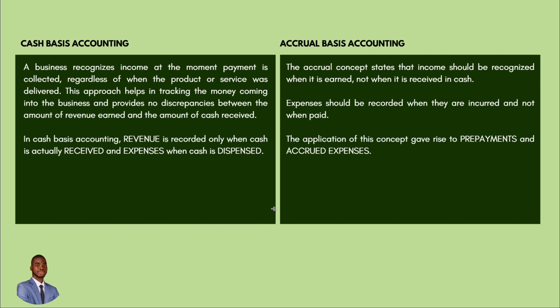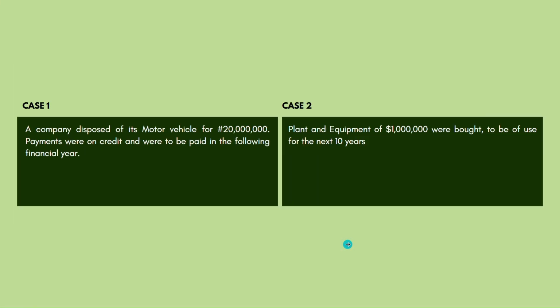So let's take some cases here. We have case one and case two. We'll look at the difference between cash and accrual basis. The first case says a company disposed of its motor vehicle for 20 million naira. Payments were on credit and were to be paid in the following financial year.